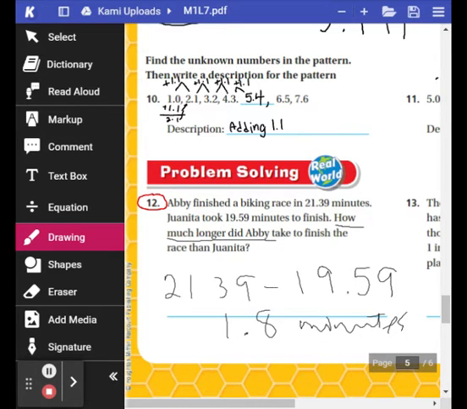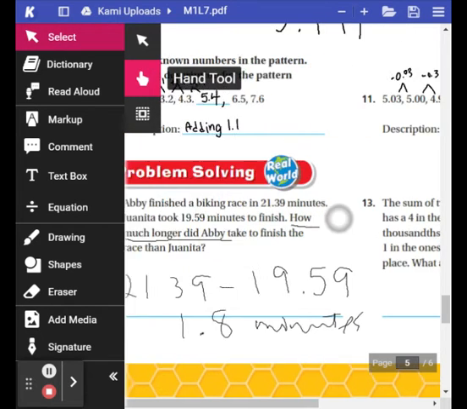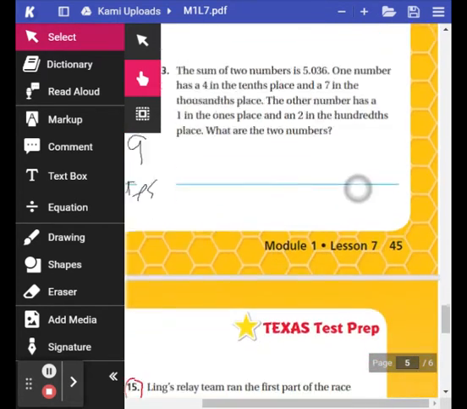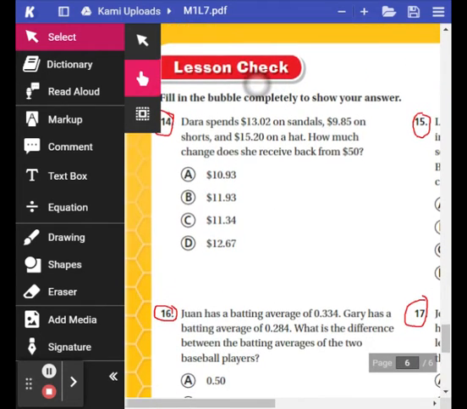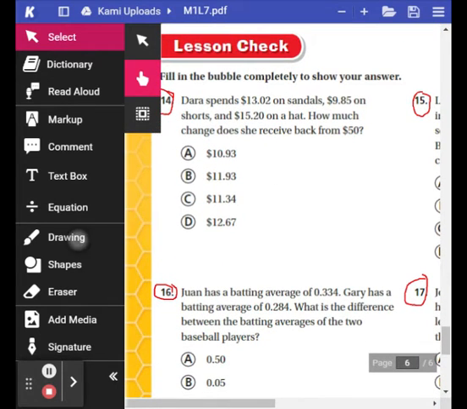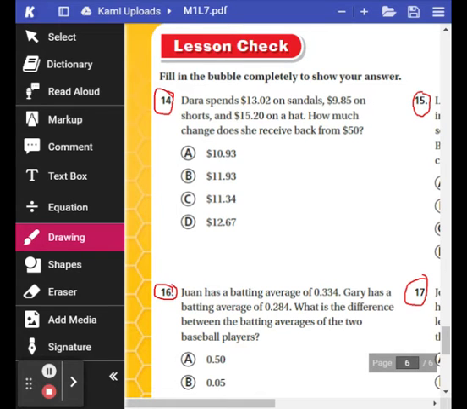All right, we did number 13 together in class, so you didn't have to do that one. And remember, that was lining up your decimals. So you're doing 14, so let's take a look at what we're doing for 14. Let me go ahead and move my screen up.